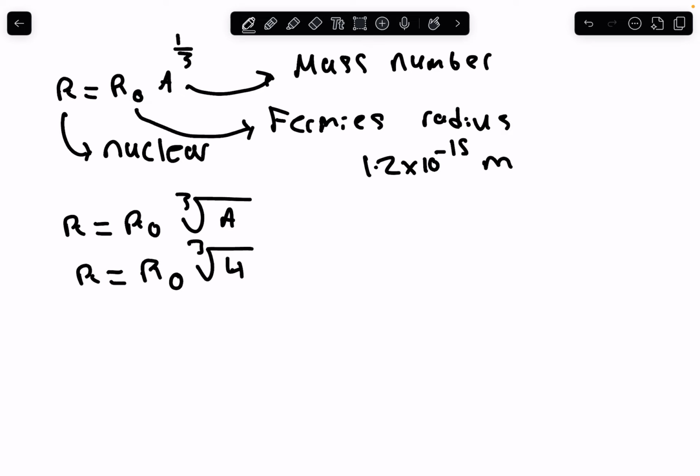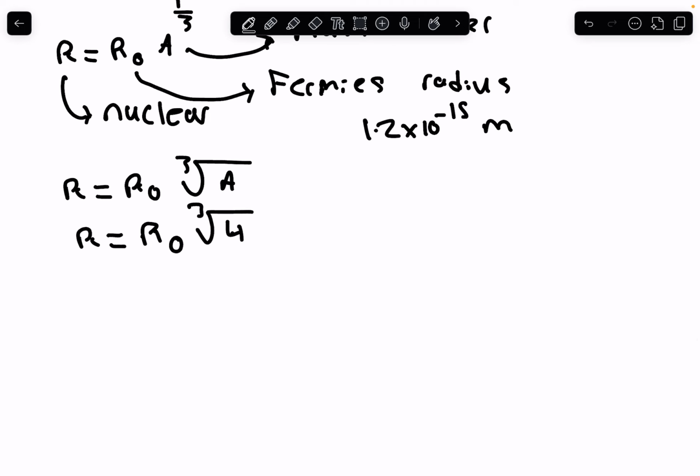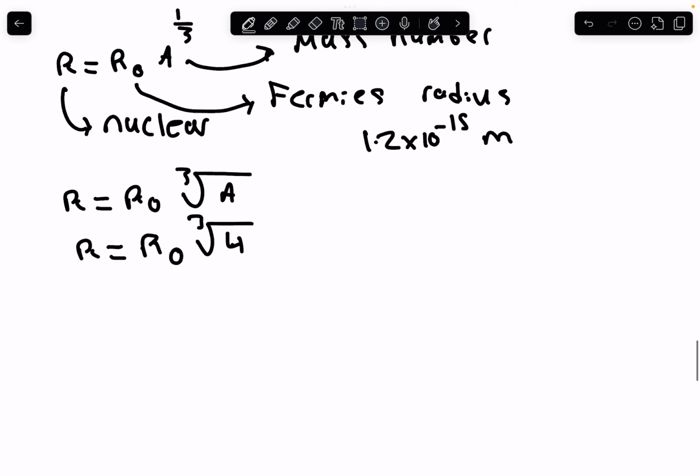But what's more important here is that from this equation, scientists were able to find out that all elements have the exact same nuclear density. So the density of all nuclei is exactly the same, or you could say approximately the same. How? Well, I'll show you. So what is density? Rho here is equal to mass divided by volume.